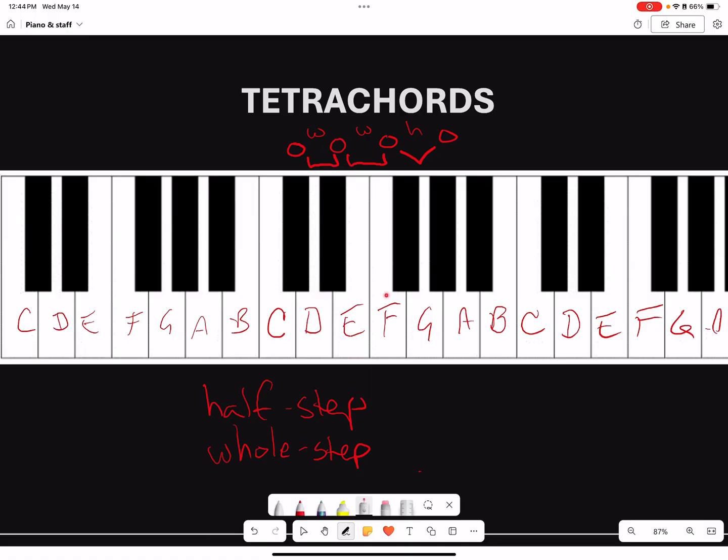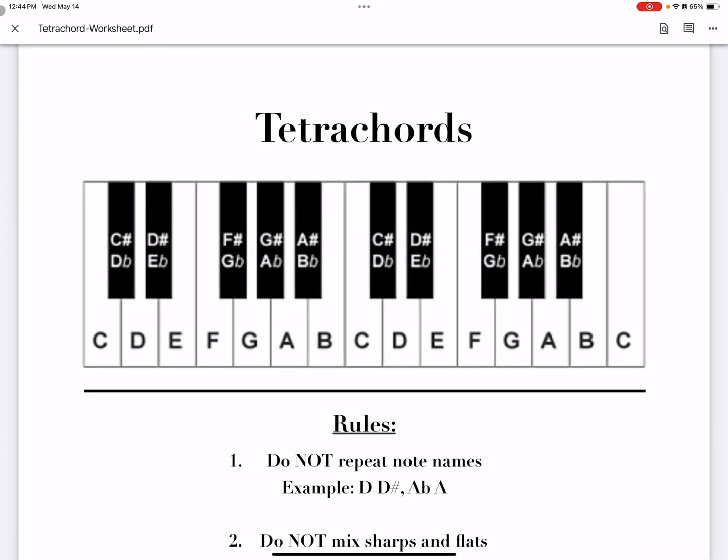Now let's make this a little bit trickier. What if I'm on F? Okay? We're going to have whole step to G, whole step to A, and then a half step to this key here. But what do we call that? Okay? Now, we've got a couple of things. I'm going to switch to our worksheet. So, here's our tetrachord worksheet for today.